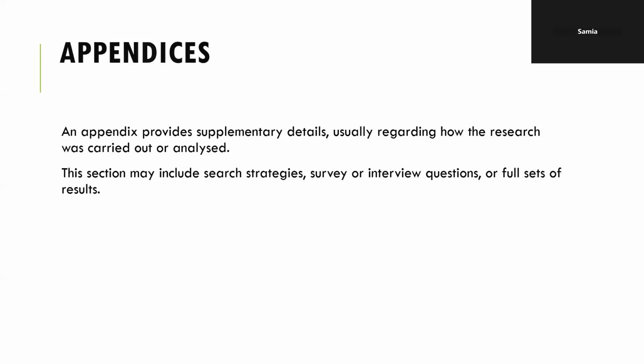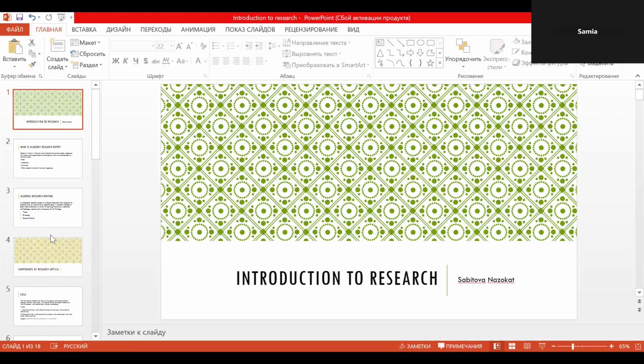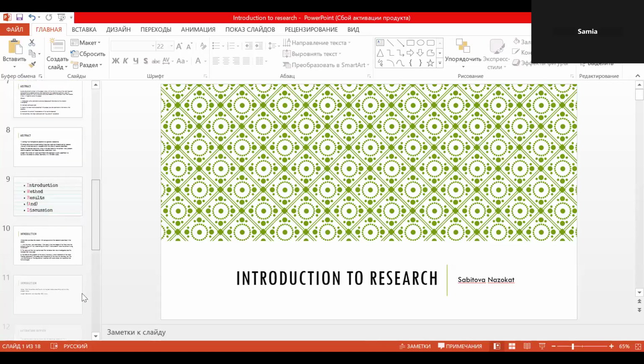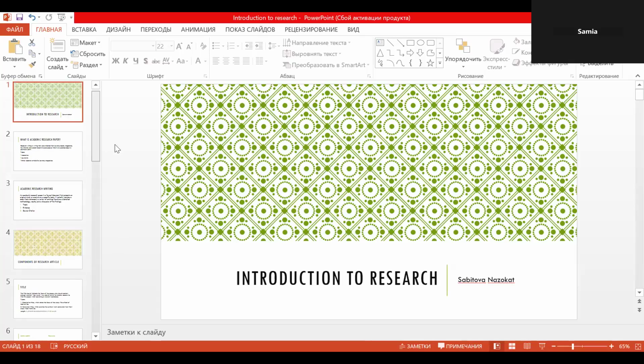The last one is the appendices. All of the extra materials that you could not include in the research paper, the tables, analysis, supplementary details, and so on, can be included in your appendix. This may include the search strategies, surveys, interview questions, full sets of the results, and so on. So that was all about research paper components. I think it's very useful.